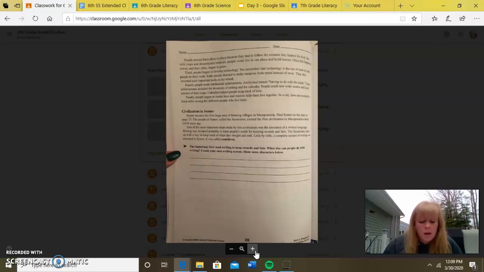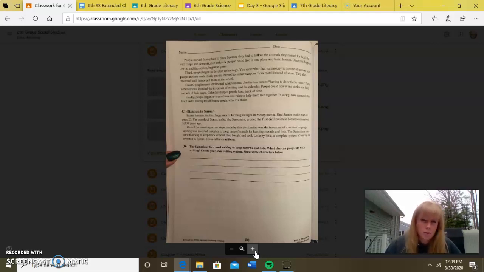Number 4, people made intellectual achievements. Intellectual means having to do with the mind. These achievements included the invention of the writing and the calendar. People could now write stories and keep records of their crops. Calendars help people keep track of time. Finally, people began to create laws. This is our 5th one. And rules to help them live together. In a city, laws are needed to keep order among the different people who live there.